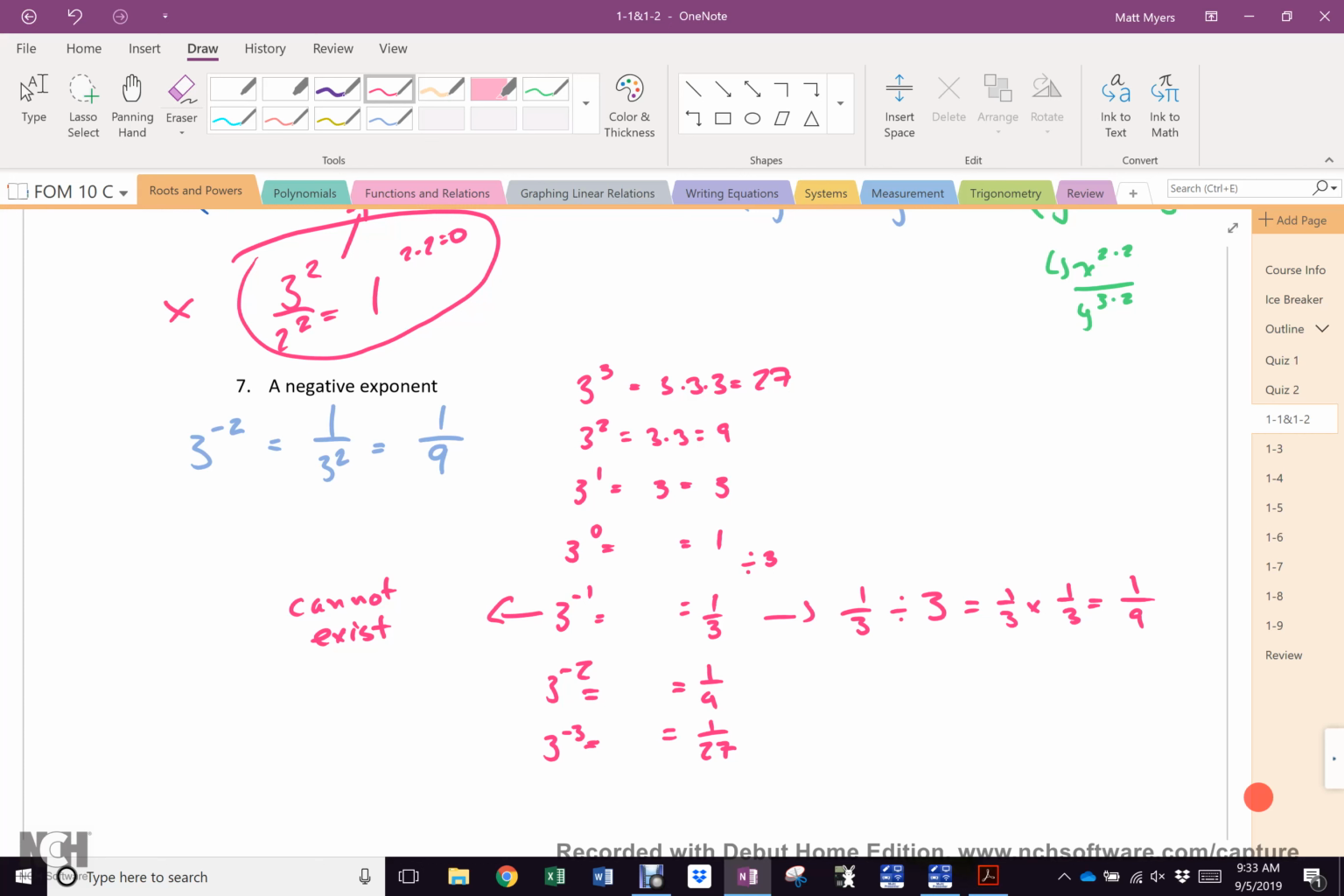Yes. Is everybody cool with this? There's another way to show it. I'll use a different color.